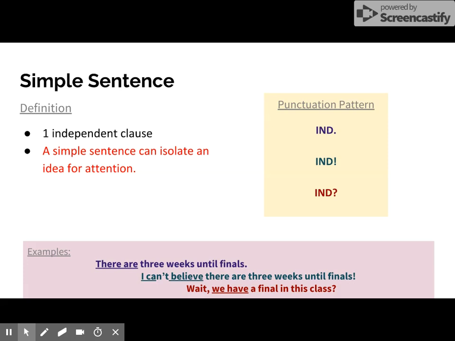Or I can't believe there are 3 weeks until finals. I would be the subject, can believe would be the predicate there, and that is an exclamatory sentence with an exclamation point. Or, wait, we have a final in this class? In that case, we is the subject and have is the predicate, and it's an interrogative sentence because it's a question mark. But regardless of the end punctuation, the structure here is all simple because they all only have one subject-predicate pair.